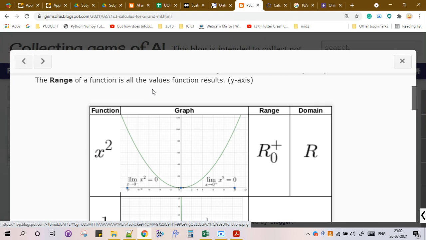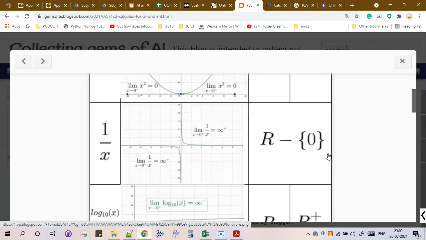Minus 2, output will be 4. Plus 2, output will be 4, correct? So the range is nothing but R0 plus, all the positive real values with 0, correct? And the domain is R, you can give any value on the x-axis, correct?